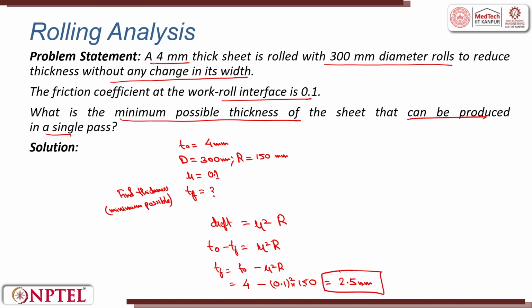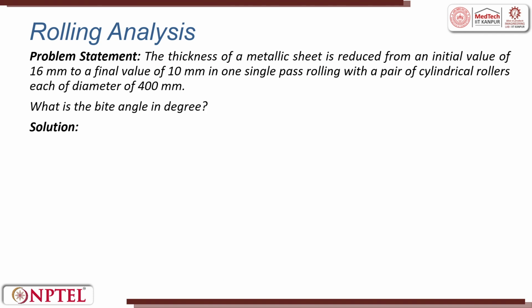Another very quick and small problem that we can try to solve here is the thickness of a metallic sheet is reduced from an initial value of 16 millimeters to a final value of 10 millimeters in one single pass rolling with a pair of cylindrical rollers, each of diameter 400 millimeter. What is the bite angle in degree? Bite angle, I need to find theta.